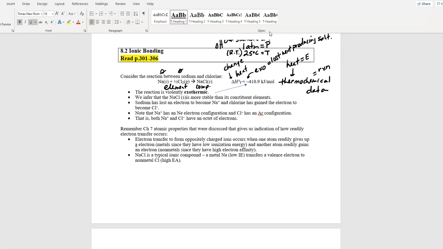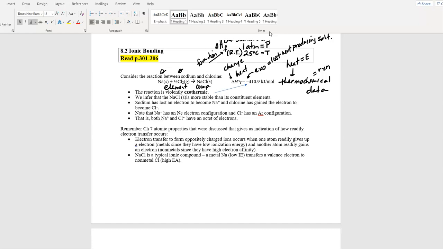Then you have this little f, and that little f stands for formation. I formed a salt. So it's the heat that was either lost or gained forming this compound. And in this case, for sodium chloride, it was an exothermic reaction. So this is called a thermochemical data equation. The thermal, the chemical, and all the data are in one line.